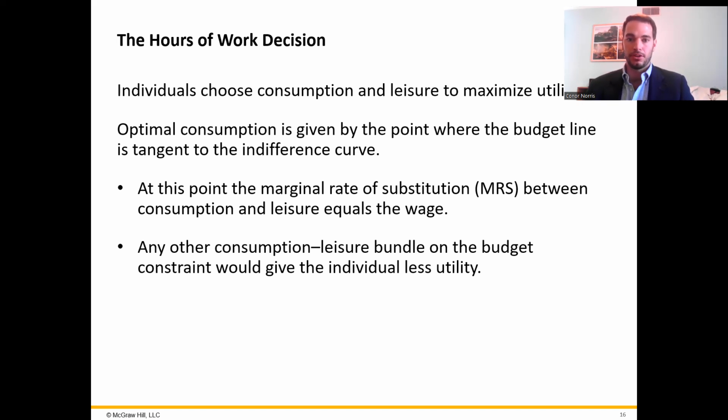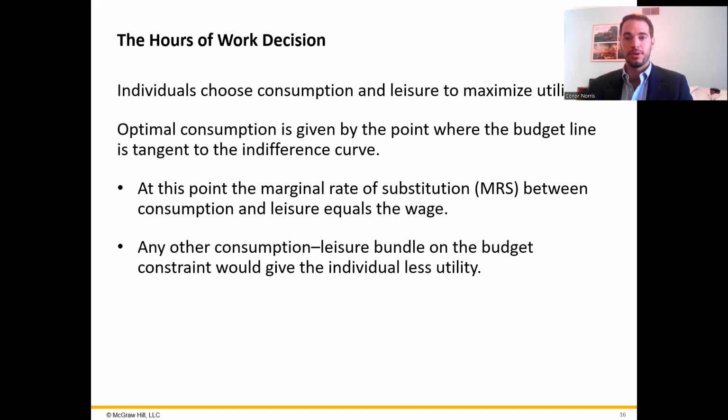Remember, at every point along the indifference curve, a person is indifferent or does not care about the combination they choose. They're just as good. So we need more than just the indifference curve to figure out what an individual is going to do. So we include the budget constraint line. And since it's a line and we're working with a curve, it's going to work out well for us.